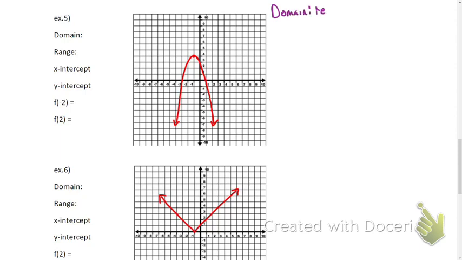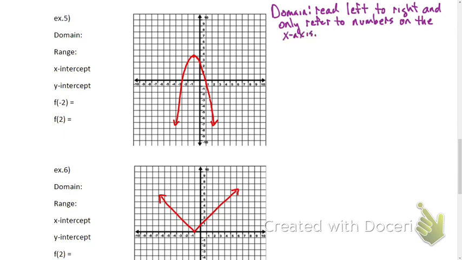you read it left to right, and only refer to numbers on the x-axis. And that's for domain. For the range, it's just the opposite. Read it bottom to top.